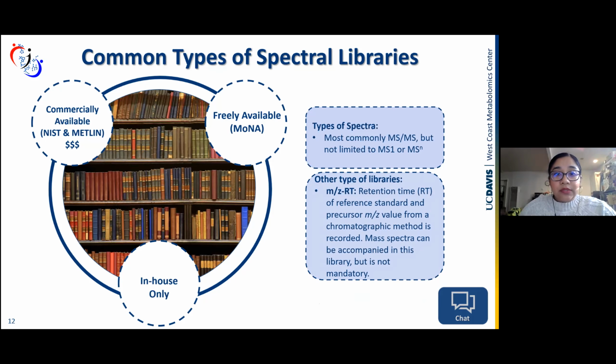And then there are other types of libraries that I wanted to highlight here, and those are MZRT libraries. So this is retention time of a reference standard, as well as the accurate mass precursor MZ value that's recorded from a chromatographic method. So it's very specific to the type of method that you're using. And really, an MZRT library that I create can't routinely be shared as easily as any MSMS libraries, unless you adopt the same chromatography method. Mass spectra can be accompanied with these libraries, but it's not mandatory.